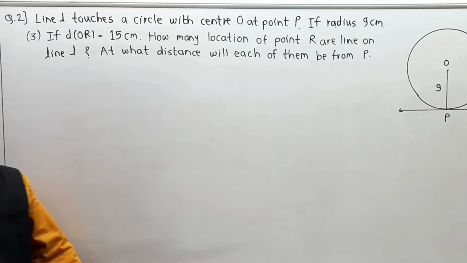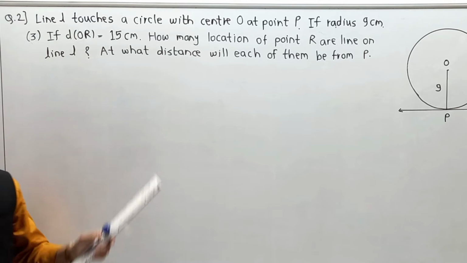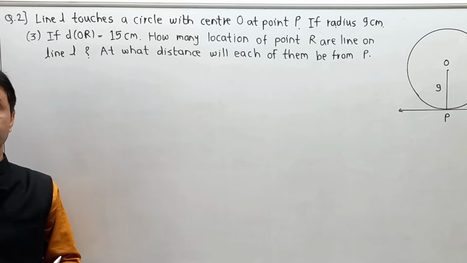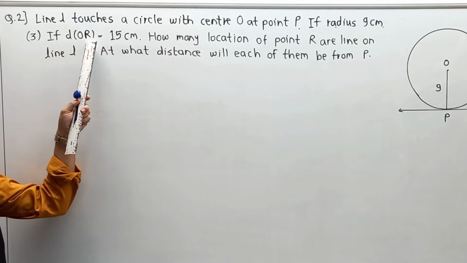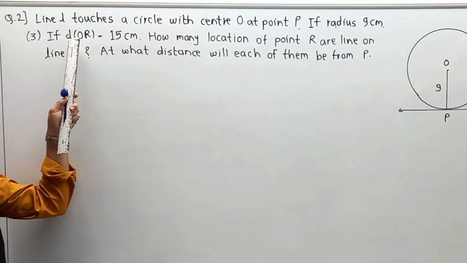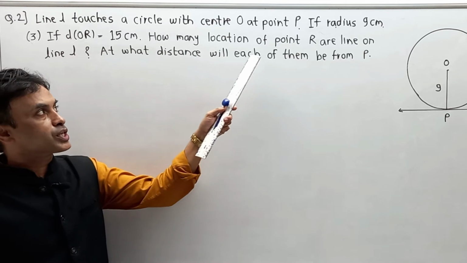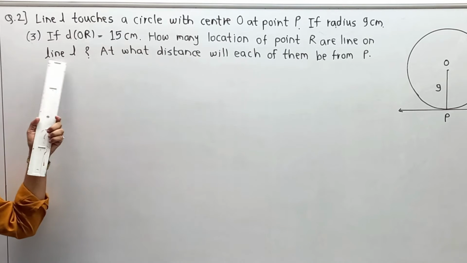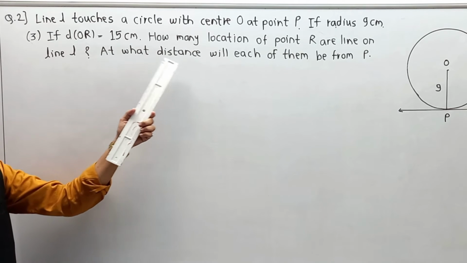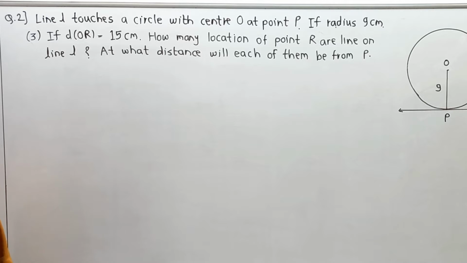Now moving to the third question, part (iii). If distance OR, there is a printing mistake in the textbook, so for a few students, please pay attention. If the distance OR is 15 centimeter, how many locations of point R lie on the line L? At what distance will each of them be from the point P?